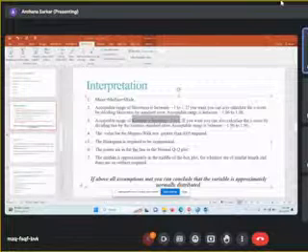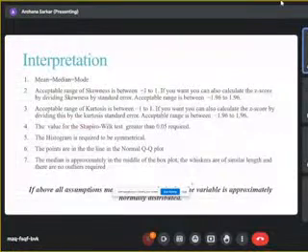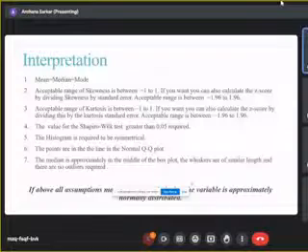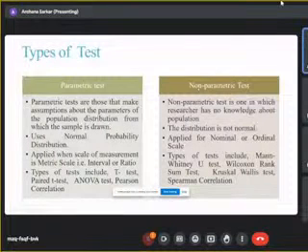So now once we have finalized that our data is normally distributed, which kind of test do we use? Parametric test. If the data is normally distributed, then we use the parametric test, but if not, then the non-parametric test. But here we are assuming that our data is normally distributed. So for today's session, we are using the non-parametric test.